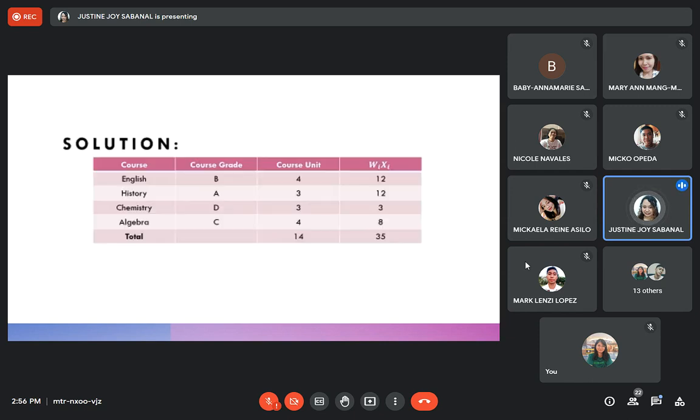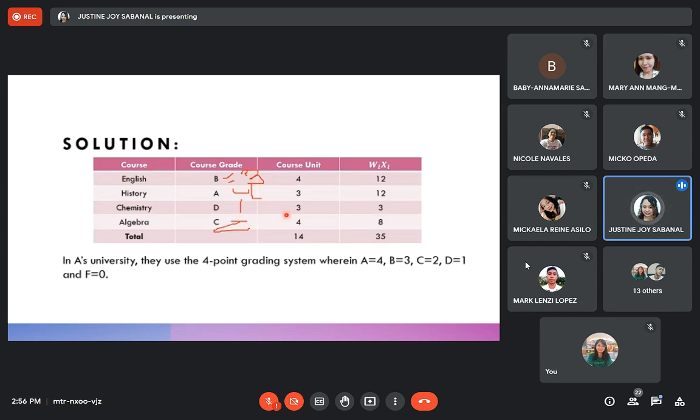So, to compute for the GWA, change po natin yung course grade from letter grade into numerical grade. So, yung B ay 3. So, yung A ay 4. Yung D ay 1. Yung C ay 2. So, ngayon po, multiplying that.